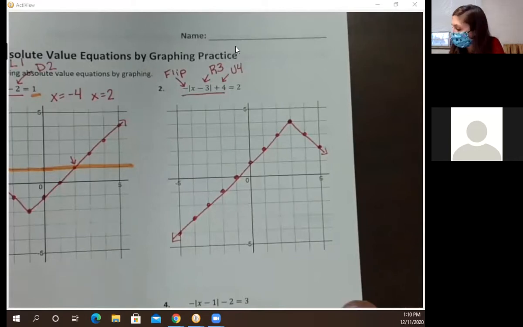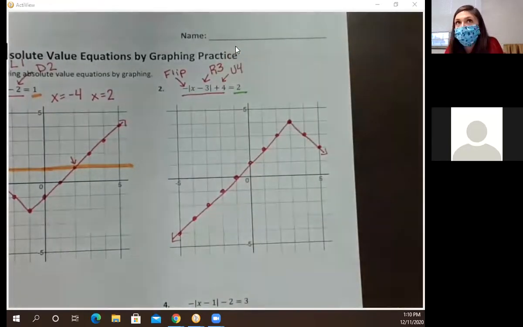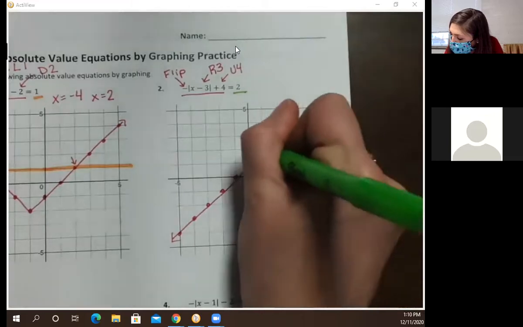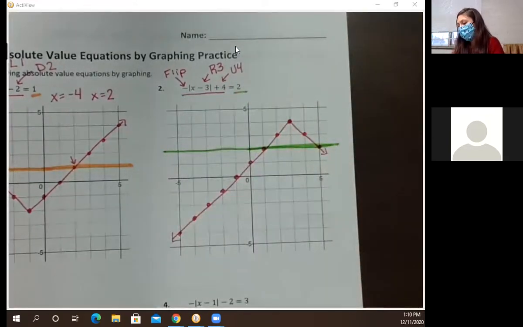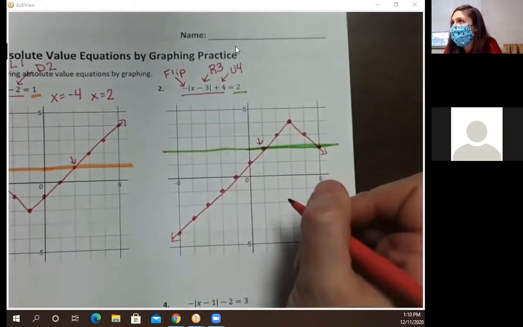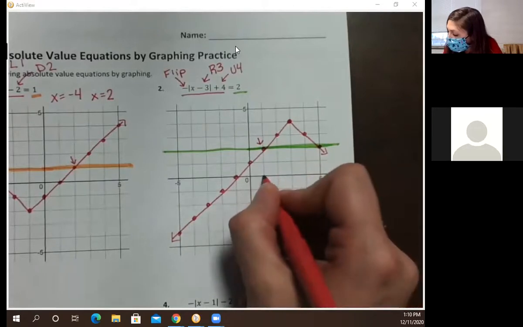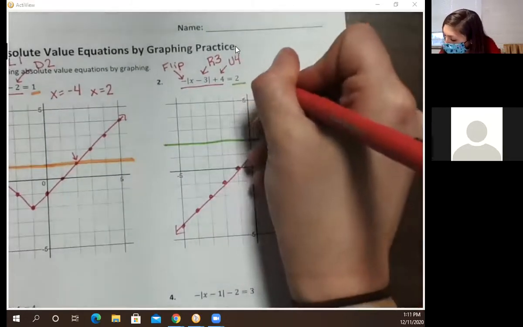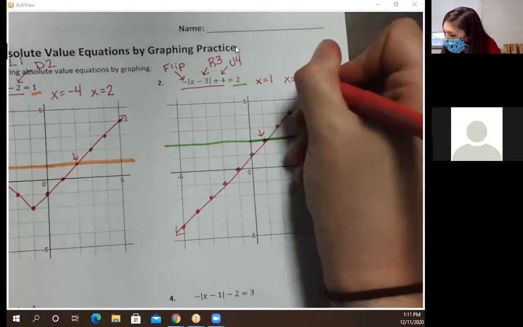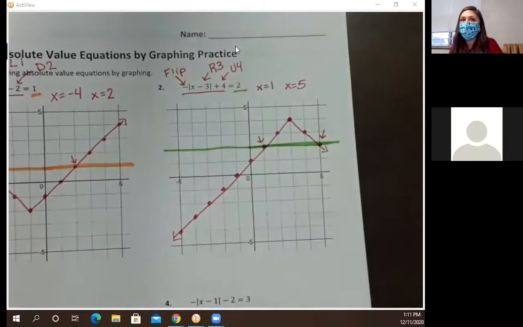Now I've got to graph that 2. So I'm going to go up to where y is 2, and I graph my line all the way across. So my solutions will be the x coordinates of those intersection points again. So that happens when x is 1 and when x is 5. Questions for me on example 2?